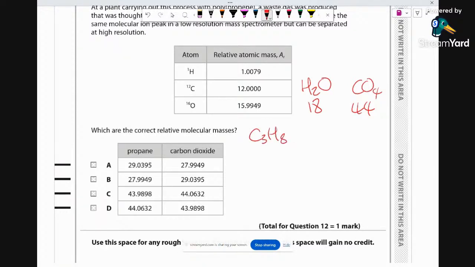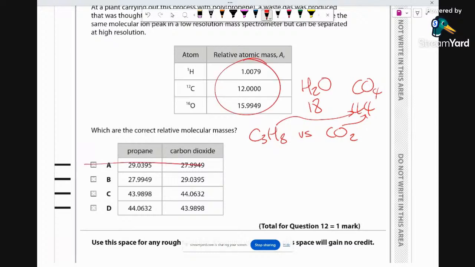C3H8: double it and add 2, versus carbon dioxide, 12 times 3 plus 8 gives me 44. They both have rounded Mr of 44. This is why they're getting you to ask it. Look, they've given us a mass spec to 4 decimal places. So now we need to find out which one.